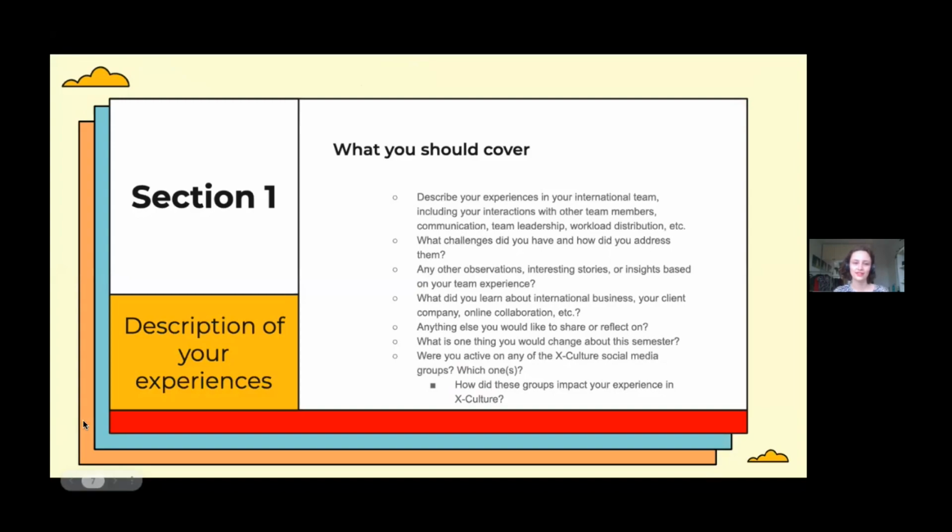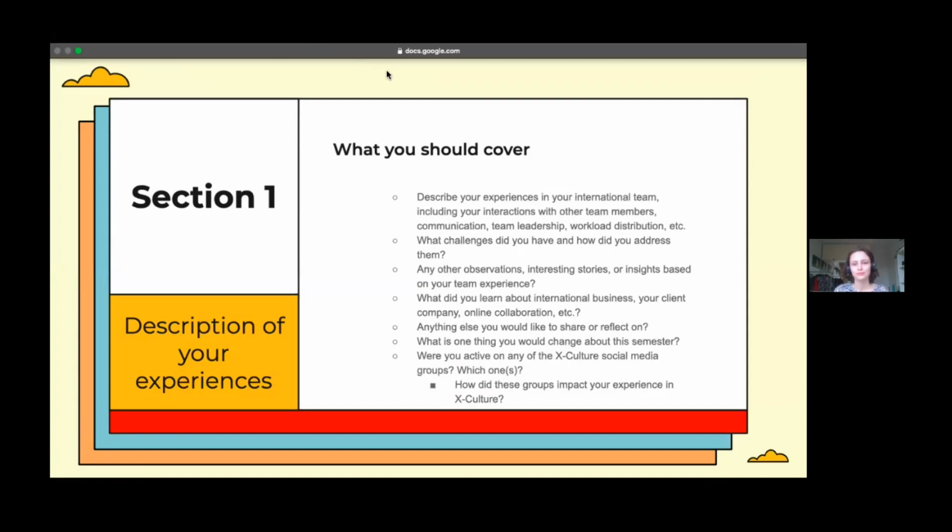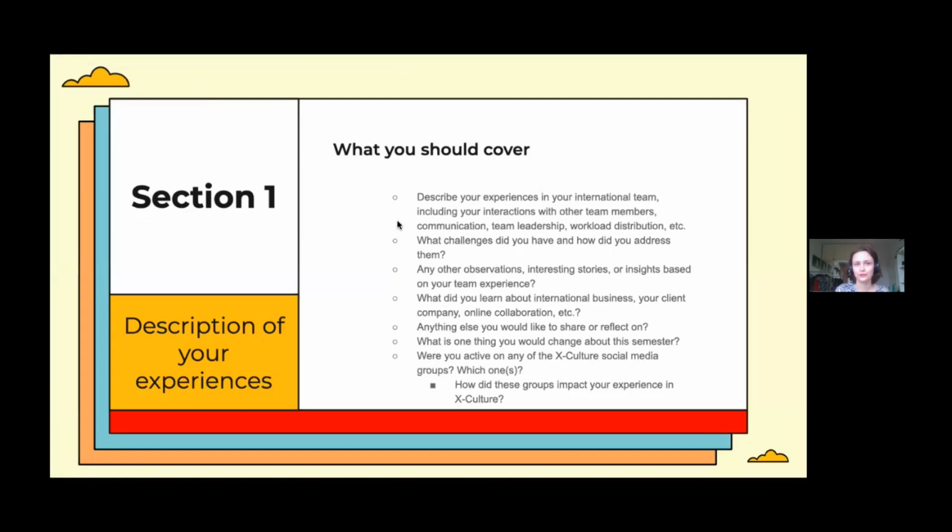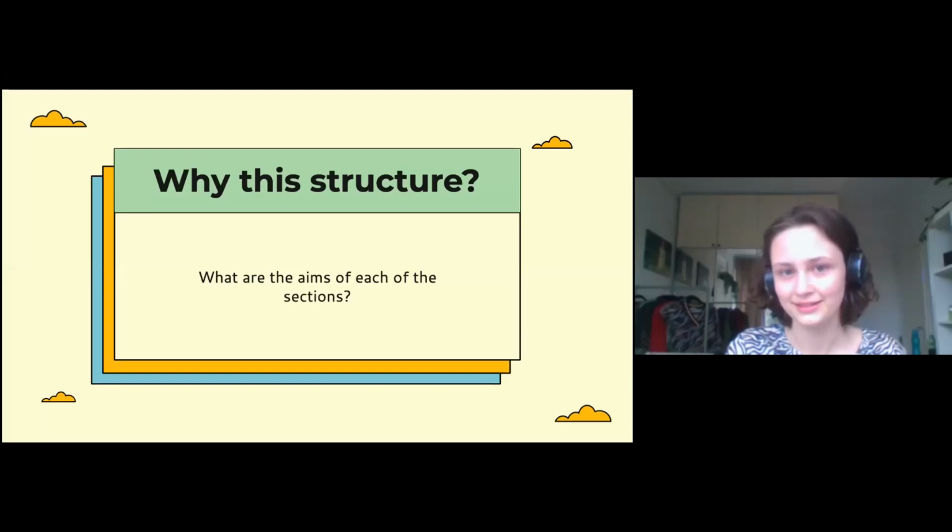In the first section, you should describe your experiences within your international team and also include the interactions you had with the other team members. How did you communicate with each other? What kind of team leadership did you have? How did you distribute the workload, etc.? And also reflect on what challenges you experienced and what you tried to solve them. And also feel free to add any other observations or interesting experiences.